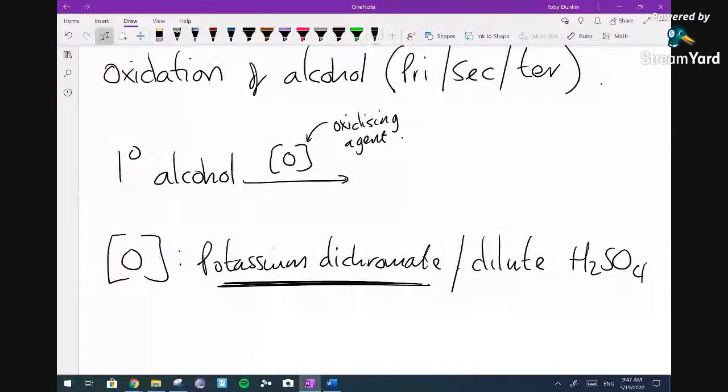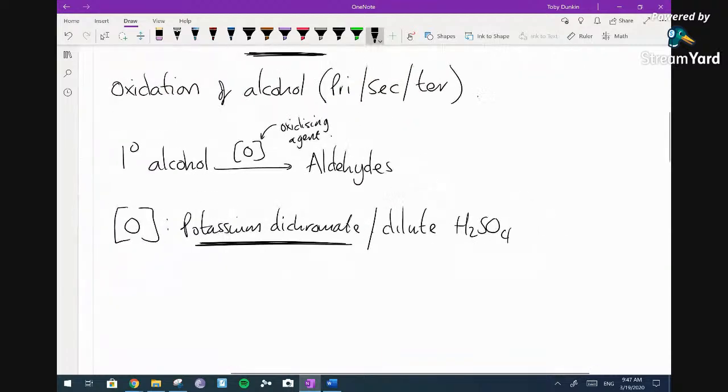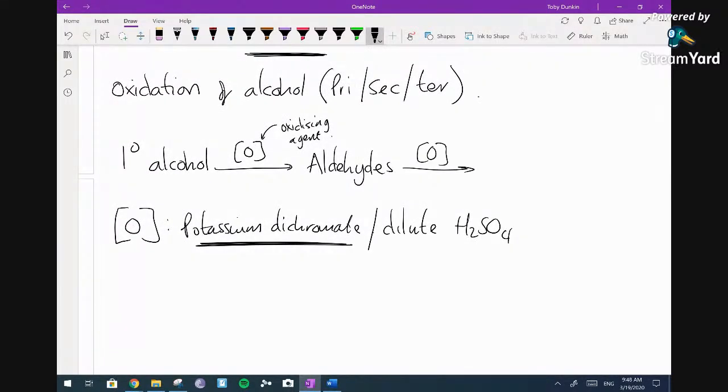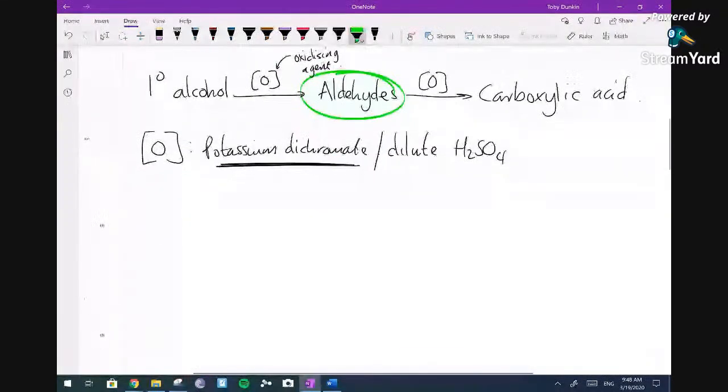Primary alcohols get oxidized to aldehydes, and then go through a second oxidation reaction and become a carboxylic acid. So they actually have a 2-step process. Now, you didn't learn that at GCSE. You didn't learn about the family of aldehydes at GCSE. So this is new to you at A level. What that means is we're going to get several equations for this.